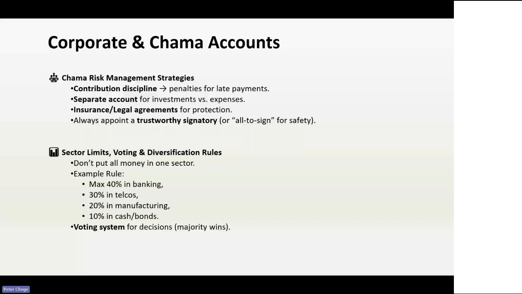Have a rule, like you say, 40% is on banking stocks, 30% telecoms, 20% goes to manufacturing, then 10% we put it in liquid cash or we put it in bonds.